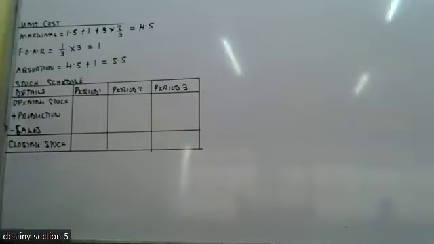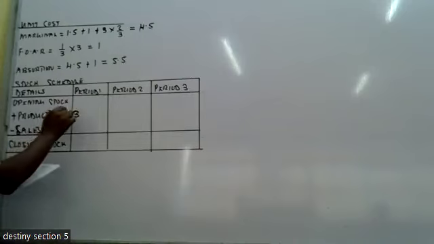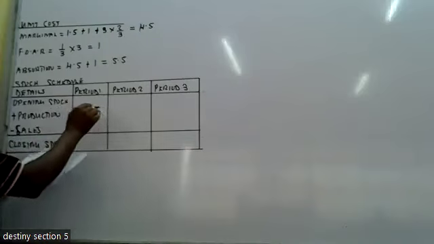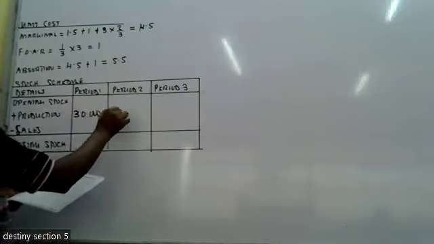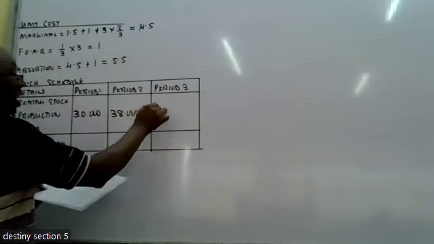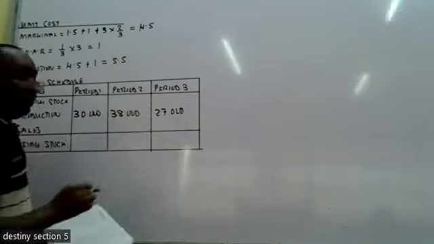So you record the figures as they have been provided. If we start with production, you can see period 1, production is 30,000. Period 2, production is 38,000. In period 3, we have 27,000.